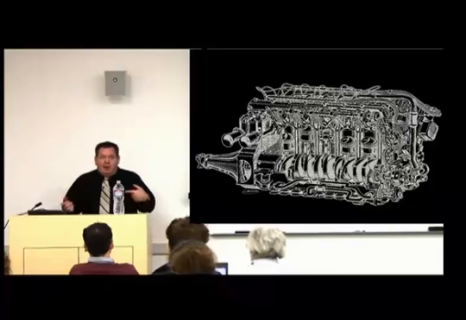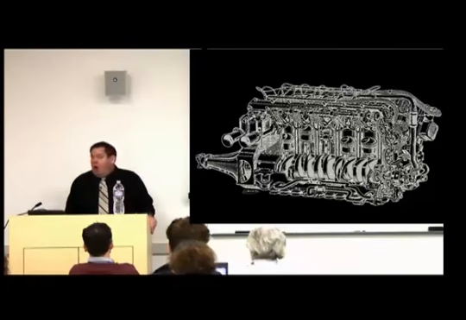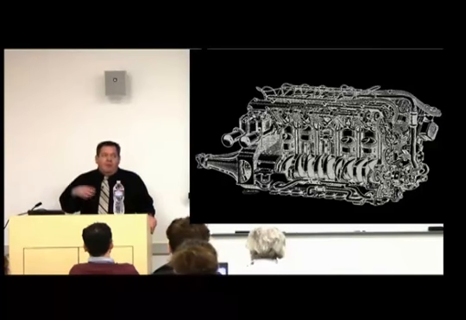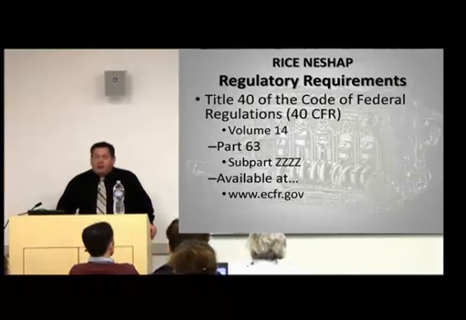The terms we talked about: stationary engines. They're not mobile, they're not portable. We talked about emergency engines. Use them as much as you need to in an emergency, but you're limited for non-emergency use. We talked about the different types of engines. They're all internal combustion engines. They're all reciprocating engines, and yet they're so different from one another. And then we talked about commenced construction and reconstruction. Now let's talk about the regulatory requirements.